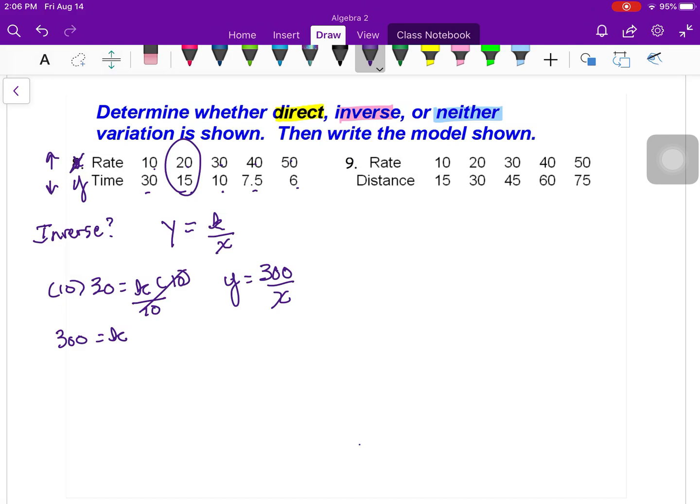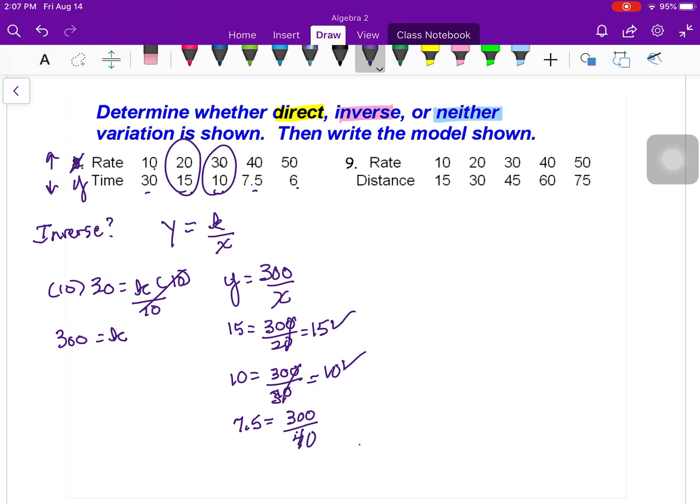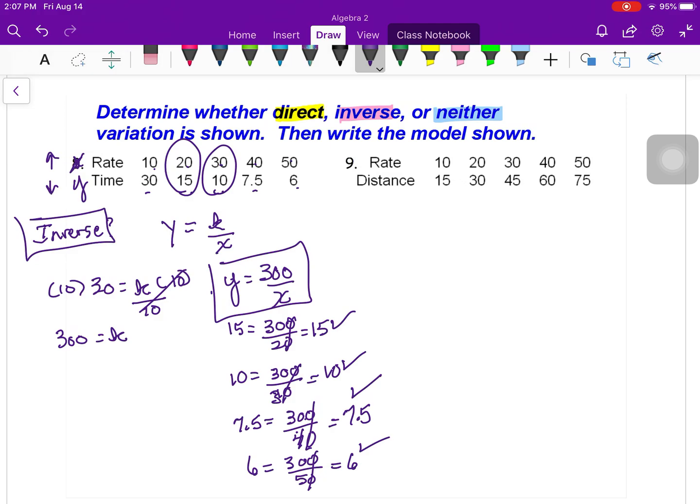Now I'm going to test this point. 15 equals 300 divided by 20, which is 15. That checks out. Now I'm going to test this point. 10 equals 300 divided by, excuse me, 30. That equals 10. That checks out. 7.5 equals 300 divided by 40. 7.5, that checks out. And lastly, 6 equals 300 divided by 50. That is 6. So my equation of variation is inverse, y equals 300 divided by x.